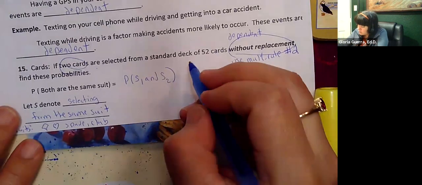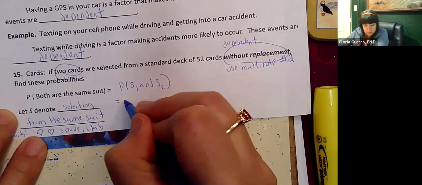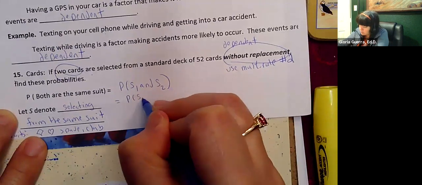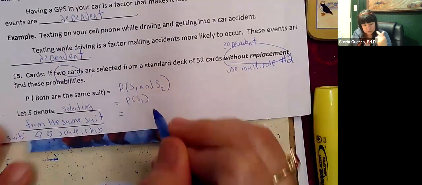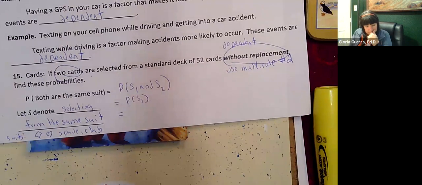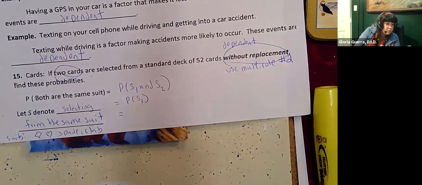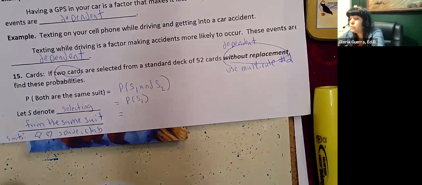And then this is going to equal probability of S sub 1. When you do your suits, the first time you choose a suit, it could be any of those cards. So the numerator is actually going to be 52.